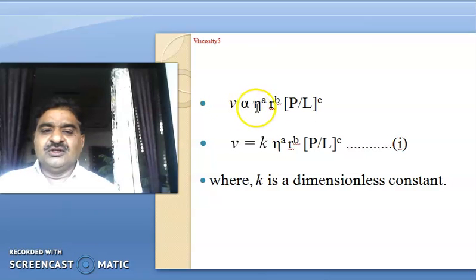Therefore, dimensionally, we see now this volume per unit time is directly proportional to eta raised to a, r raised to b, P upon L raised to c. By removing this proportionality, we take a constant, that is K, a dimensionless constant: V by t is equal to K eta raised to a, r raised to b, P by L raised to c, say equation number 1.